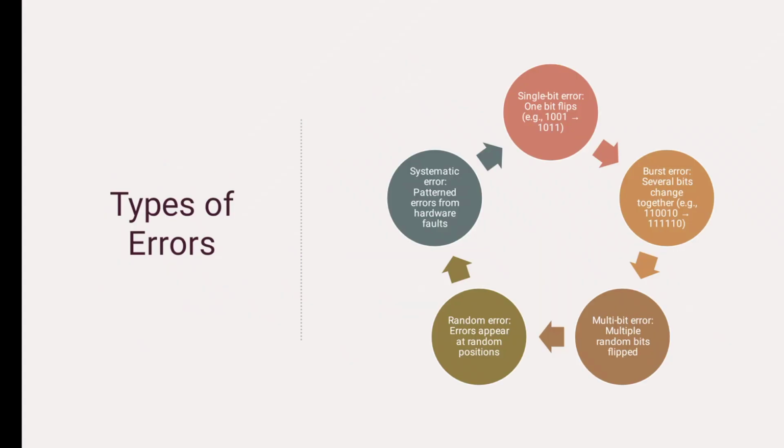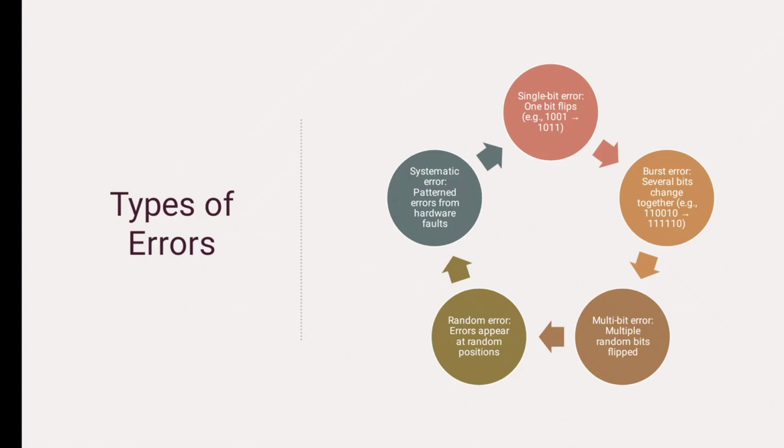The next is types of errors. There are different types of errors that can occur during transmission. First is single bit error. A single bit error is when only one bit changes, like 1001 becoming 1011. The next is burst error. The burst error happens when multiple bits change together. For example, 110010 becoming 5 times 1 and 0.